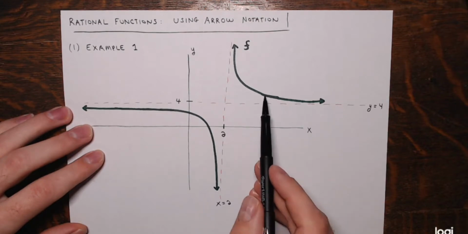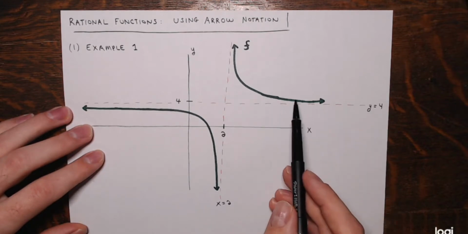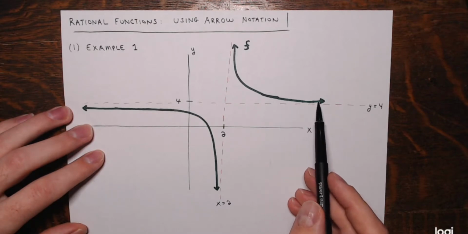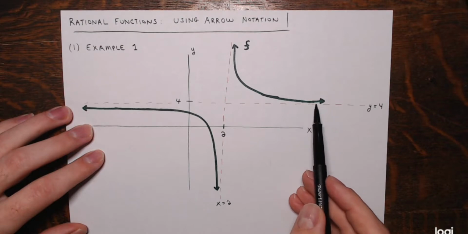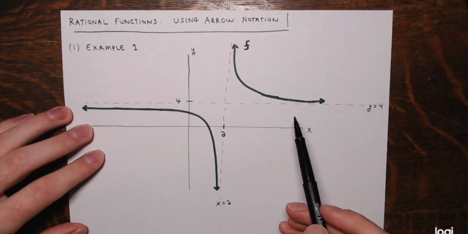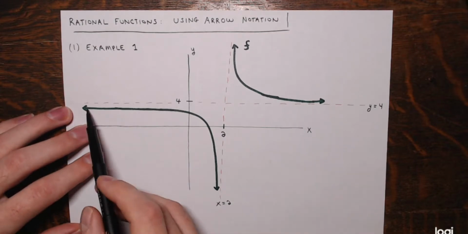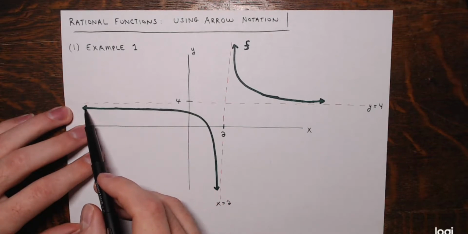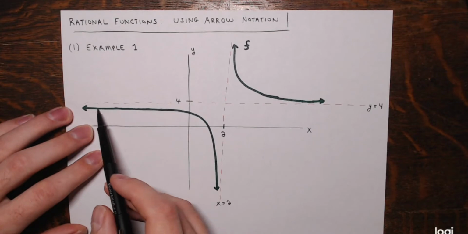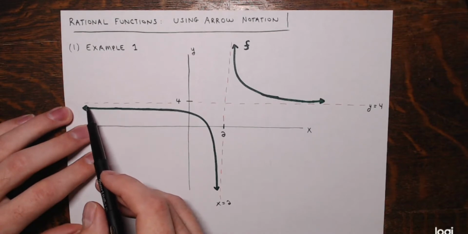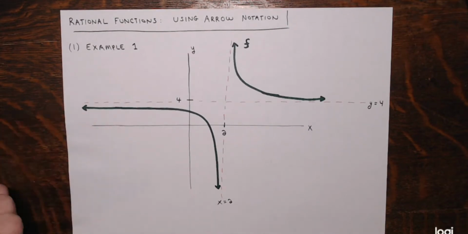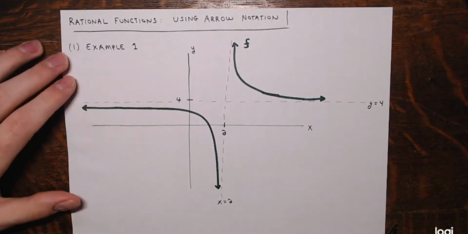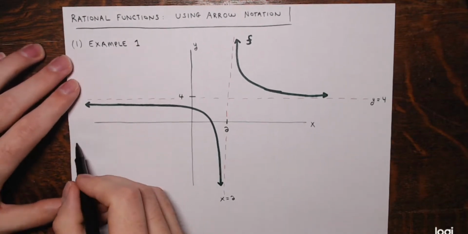As you go off to the right here, the graph is getting closer and closer to the value y equals 4, but never actually touching it. Same thing over here. As you go off to the far left, the graph is going up toward y equals 4, but again, never actually hitting it. So that's the end behavior.